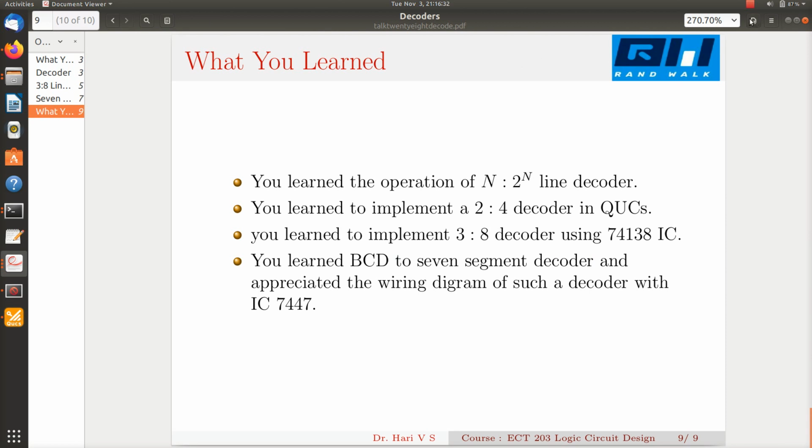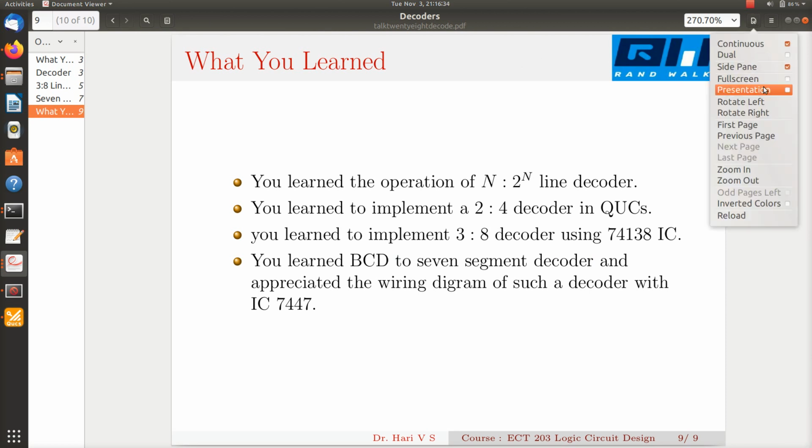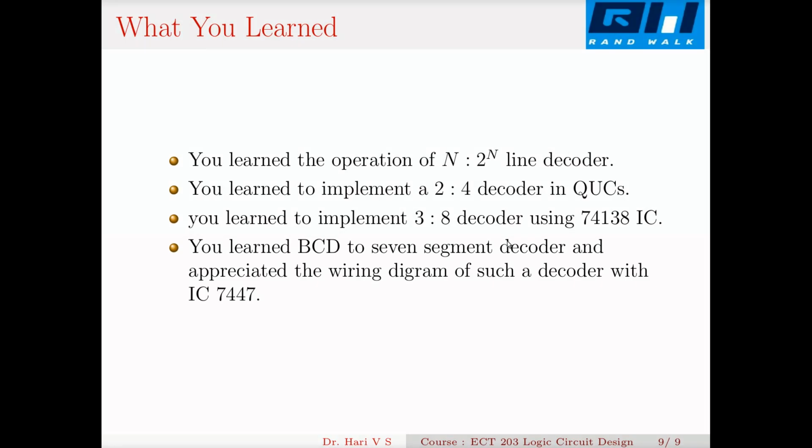Now when I come to the end of this session, that is a summary of your understanding. You learned the operation of an n to 2 raised to n line decoder, like a 2 to 4 decoder or 3 to 8 line decoder. You learned to implement a 2 to 4 decoder in cubes. You saw the AND based diagram and implemented it. Then you learned to implement a 3 to 8 line decoder with a 74138 by making a small modification in the previous demultiplexer circuit. Then you learned about the BCD to 7 segment decoder, and you appreciated the wiring diagram of such a decoder with the help of IC 7447.